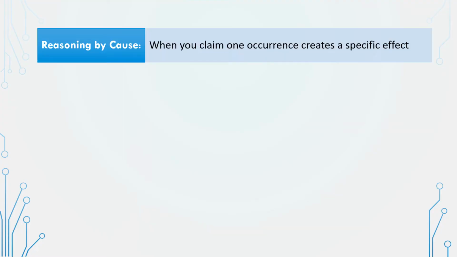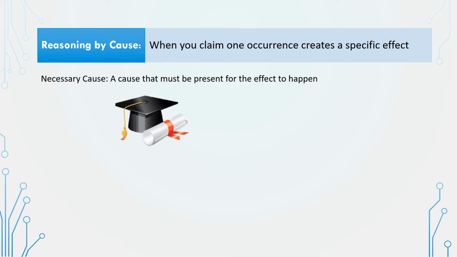Reasoning by cause is when you claim that one occurrence creates a specific effect. This can be accomplished in one of two ways, either by describing a necessary cause or a sufficient cause. A necessary cause is a cause that must be present for the effect to happen. For example, in order to graduate from Cal State LA, you must have successfully passed a public speaking course. The effect of graduation cannot happen without the cause of successfully passing a public speaking course.